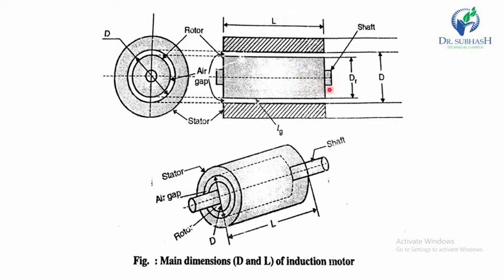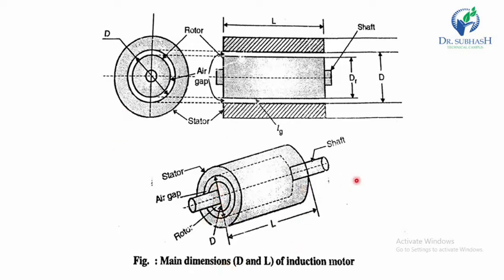And here is the rotor, whose diameter is called Dr, and the diameter of the stator is equal to D. If we find the Dr value from D, we have to subtract the air gap length from D. So D minus air gap length Lg is equal to Dr. Here is the stator, here is the air gap, and here is the rotor. So the total diameter D minus the air gap length is our rotor diameter.